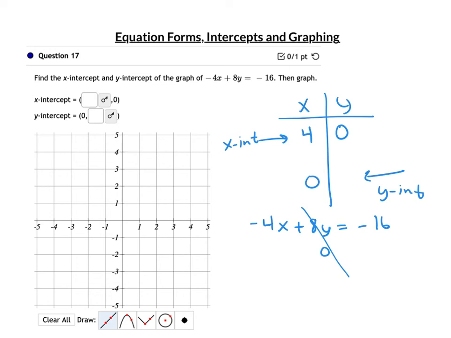Repeat, do exactly the same thing. This time, put in x is 0. When I put in x is 0, that x term cancels out. Negative 4 times 0 is 0. I end up with 8y equals negative 16. And divide by 8, and y is negative 2.